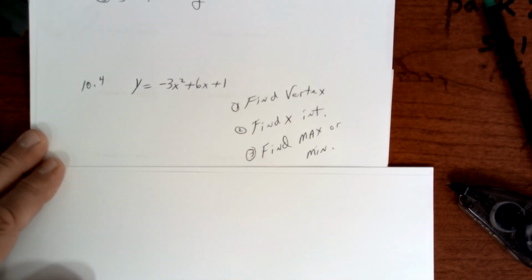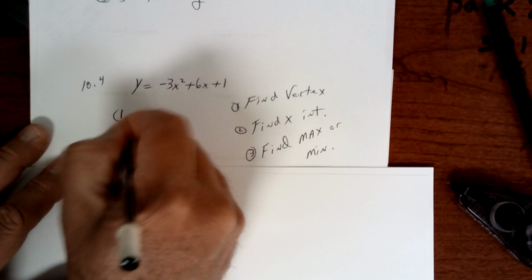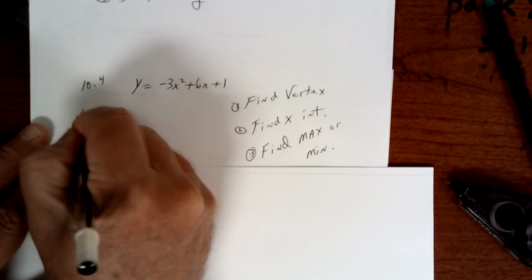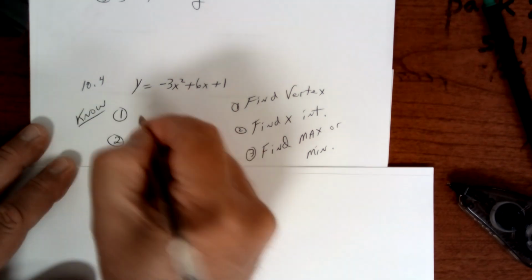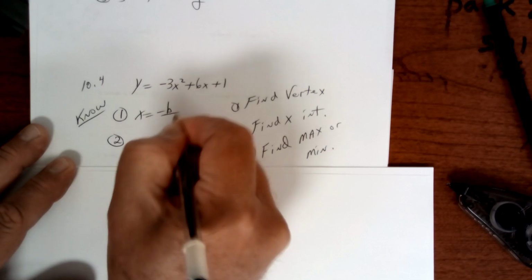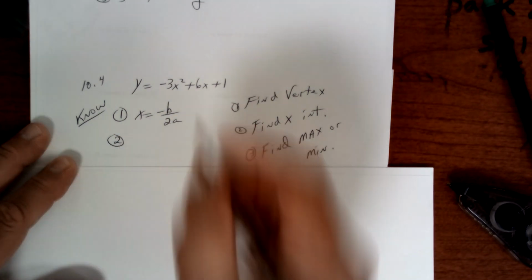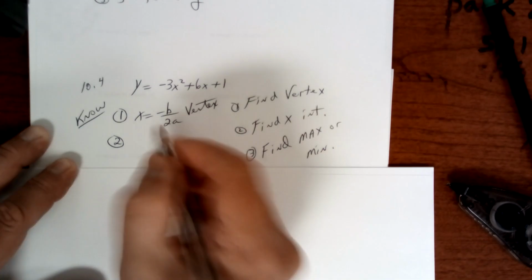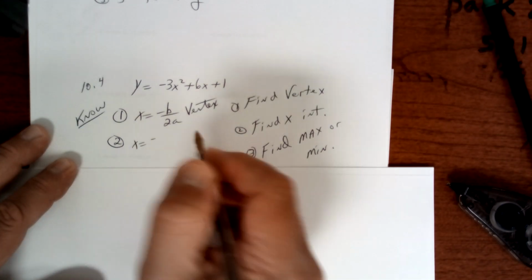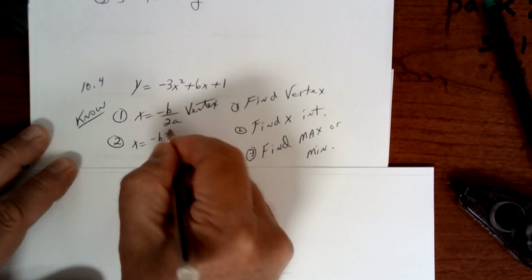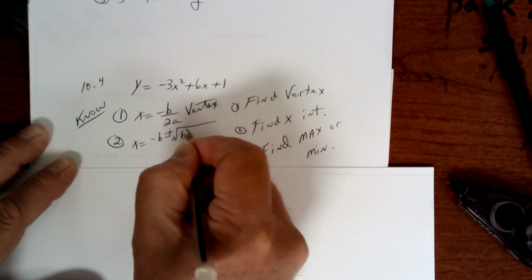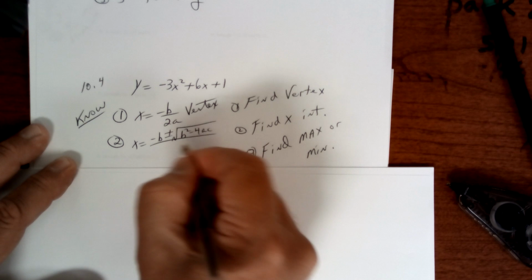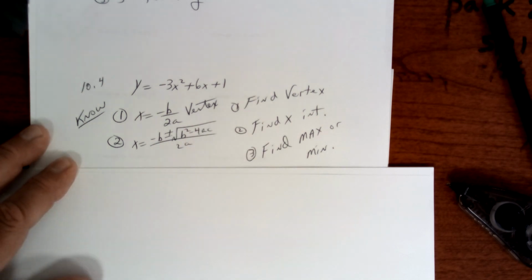You had the quadratic equation and you had parabolas, okay? So two formulas you need to know. Number one, x equals negative b over 2a. That's going to give you your vertex. And then x equals negative b plus or minus the square root of b squared minus 4ac, all divided by 2a. Okay, those are the two formulas you need to memorize.